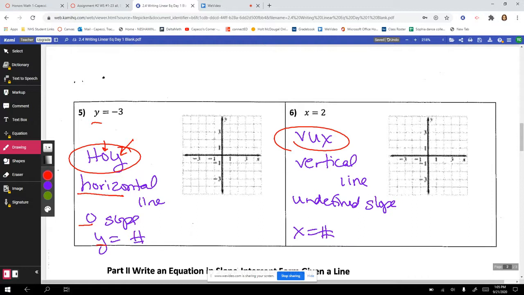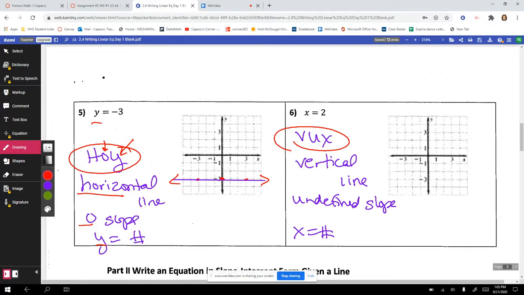And then we know it's y is equal to a number. So y is equal to -3 is saying every time, anywhere here, my y value is equal to -3. So that is why I'm going to have a horizontal line right through there. And again, arrows on the end. That's a Hoy, a horizontal line.